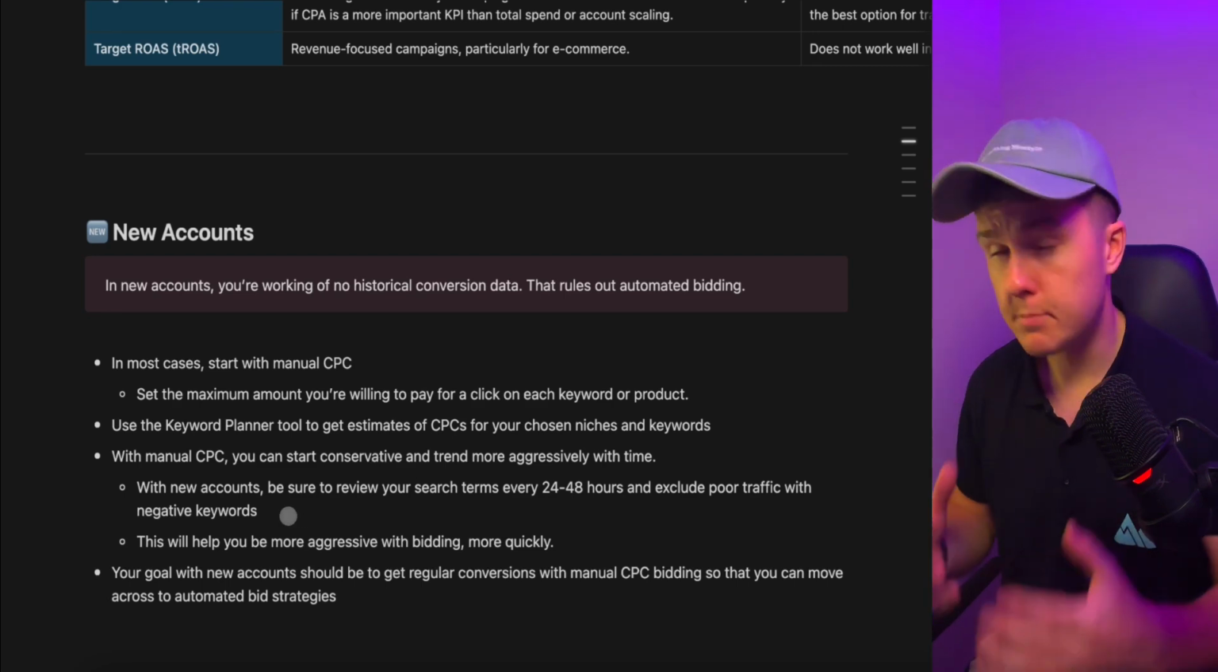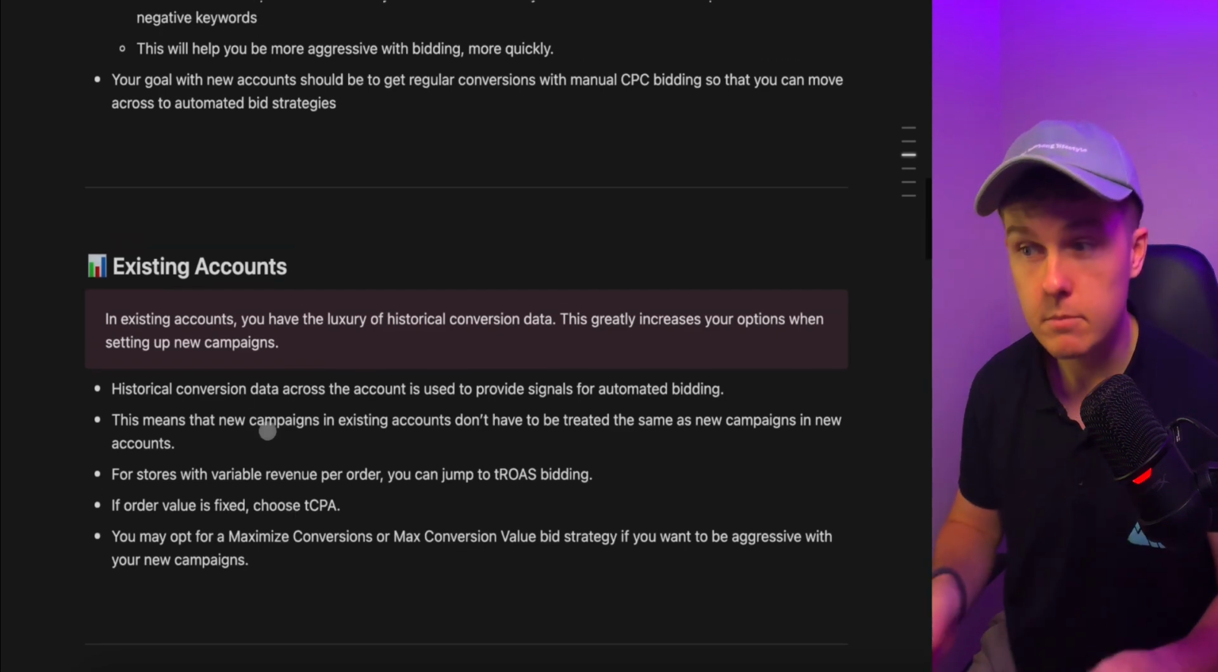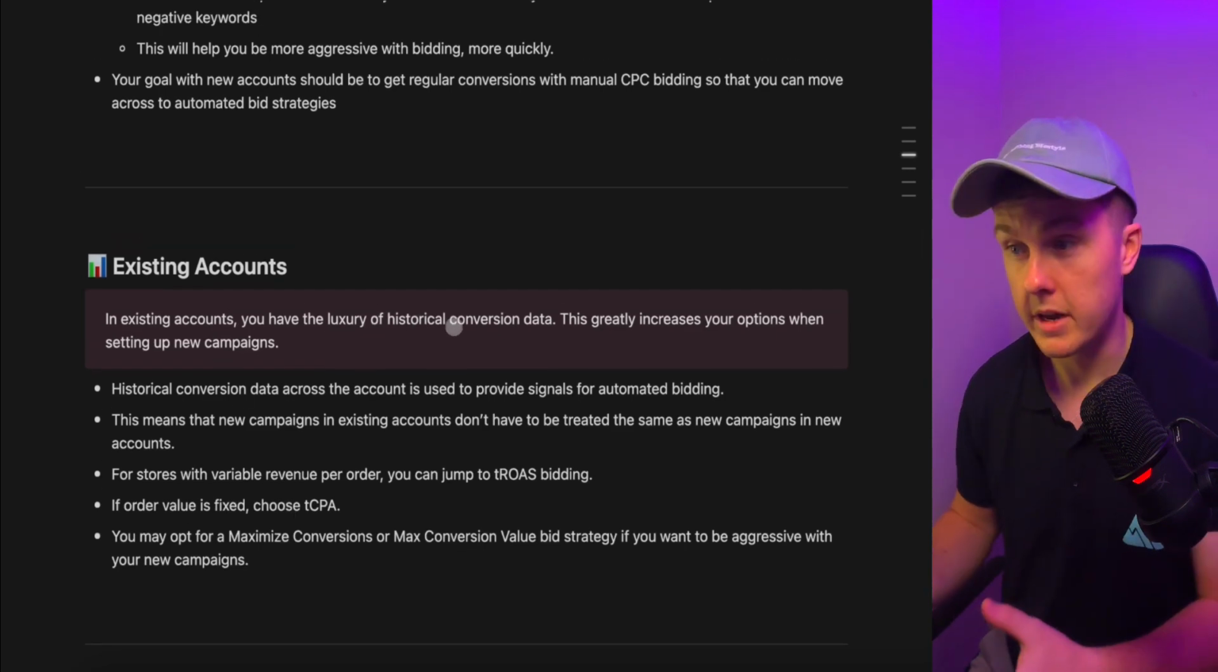Existing accounts, especially mature accounts, are quite different. Historical conversion data can be used as a signal for automated bidding.